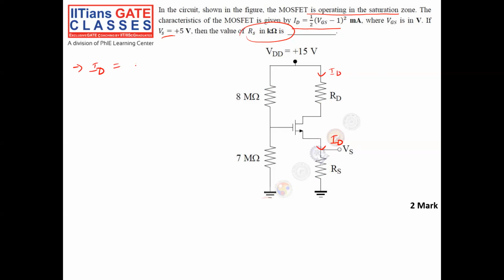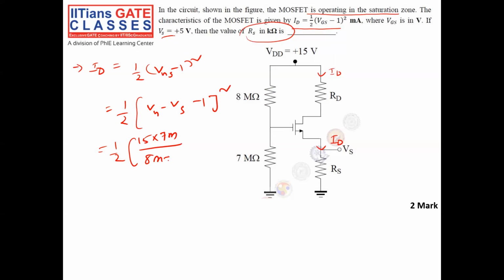So what is ID? ID is equal to half (VGS minus 1) whole square, which is half (VG minus VS minus 1) whole square. What is VG? VG is nothing but 15 into 7k by 8k plus 7k, a simple resistive divider. Minus VS, which is 5 volt given, minus 1, whole square, times half. The 15 will cancel, so I get 7 minus 5 minus 1 whole square, equal to 7 minus 6 whole square, equal to half ampere.